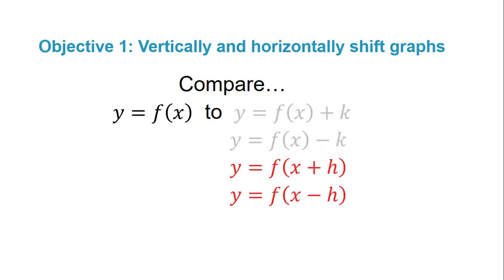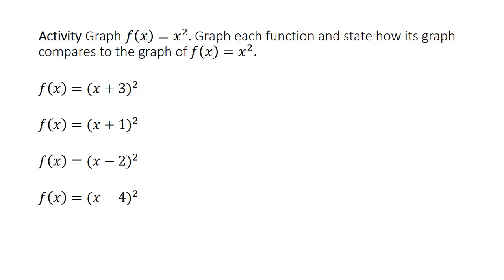We will continue our study with vertically and horizontally shifting graphs, this time focusing on how the graph of y equals f of x compares to the graph of y is equal to f of the quantity x plus h and y is equal to f of the quantity x minus h. Let's start with an illustration. We want to graph f of x equals x squared and then graph 4 different functions and compare how its graph relates to the graph of the original function.